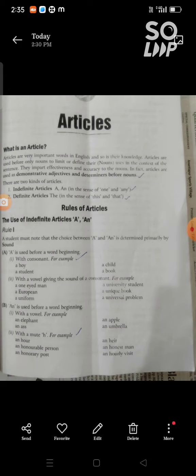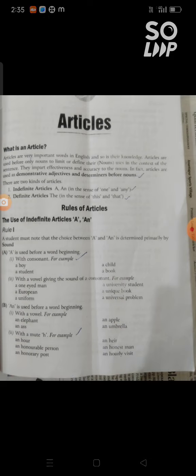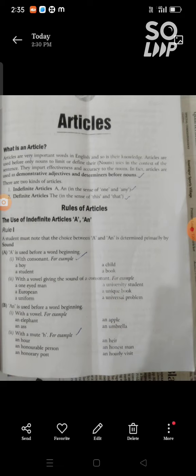So how many types of articles? Two types of articles. What are they? Indefinite article and definite article. Indefinite article means what? The article which doesn't refer to a particular person, place or object is called an indefinite article. Once again, the article which doesn't refer to any particular person, place or object is called an indefinite article. Examples are a and an, which we use in the sense of one and any.